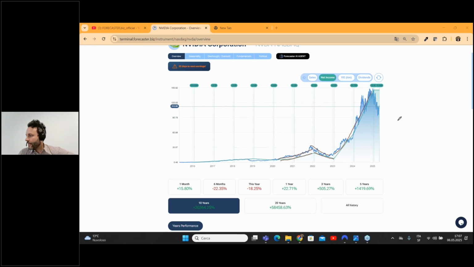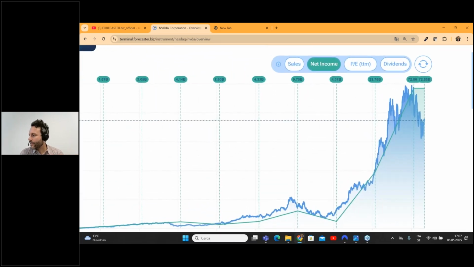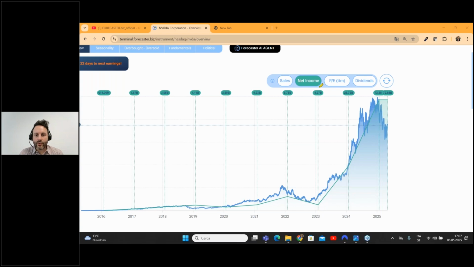Because as you can see, let me zoom in on the chart so you can see much better. If we zoom in, as you can see, in 2023 the company had only, let's say, 4.37 billion in net income. The next year, 2024, the company had 29 billion. And in the last year, the company closed with $72 billion in net income.